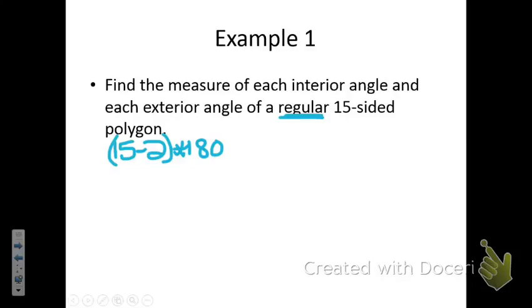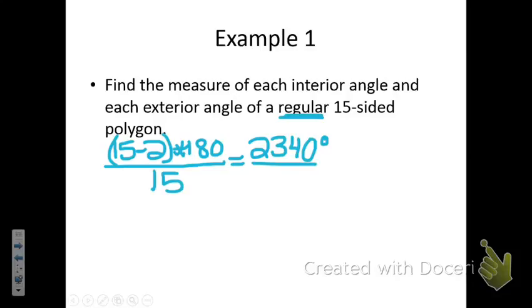How many angles will I have if it's 15-sided? I'll have 15. So then I'm going to have to divide that by 15 to figure out what each angle should be. So 15 minus 2 does give me 13. 13 times 180, what's it give me? Good, 2,340. So all 15 angles have to add to 2,340.